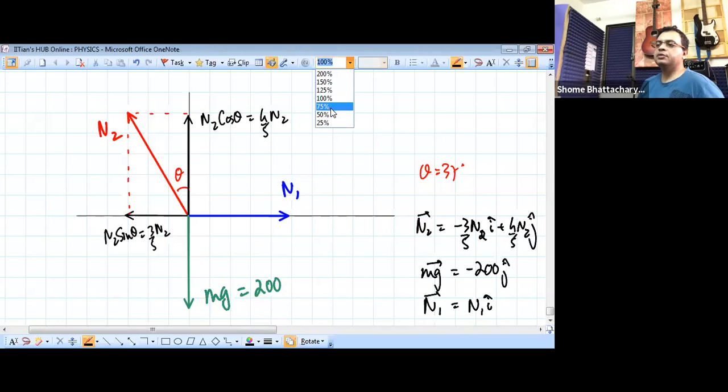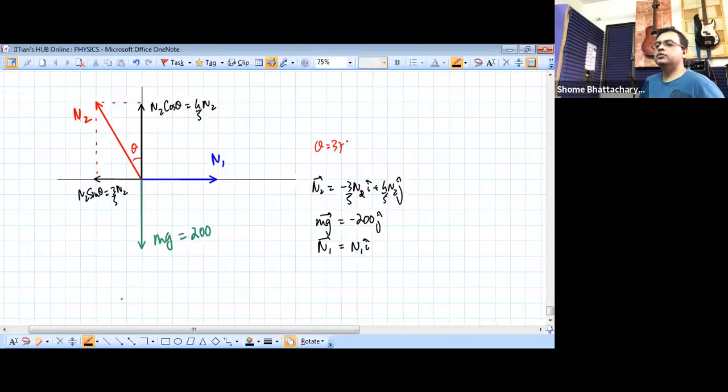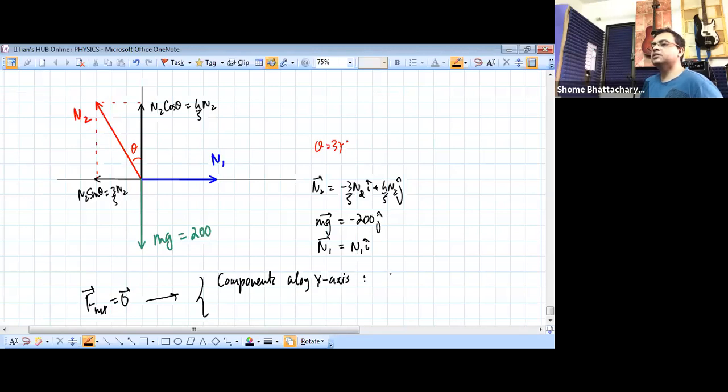Now in this diagram, I want to make the net force 0. Okay, so the forces should balance. F net is 0. So if I express this in component form, so components along the x-axis, they should balance each other. So along the x-axis, what is happening? N1 is along the positive x-axis, and 3 by 5 N2 is along the negative x-axis. So that should be 0. So that's equation 1.